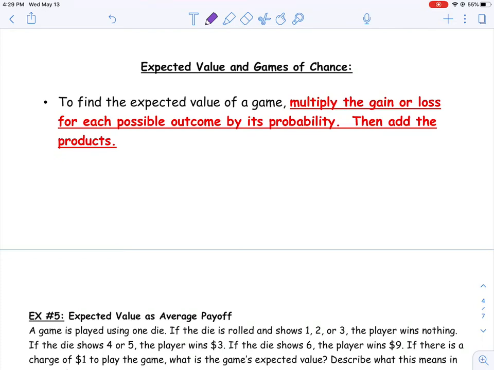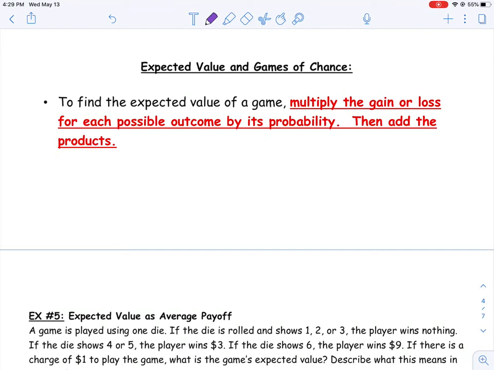Are you expected to win, positive? Are you expected to lose, negative? And on average, about how much per game? We're going to calculate that expected value by multiplying the gains or losses for each possible outcome by its probability and then adding them together, kind of like how we did in the other examples.